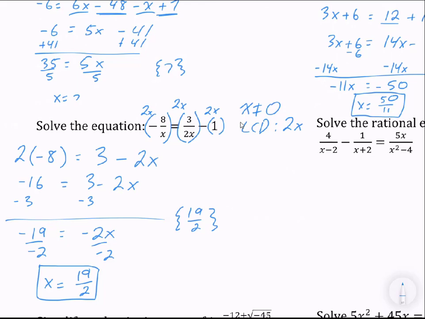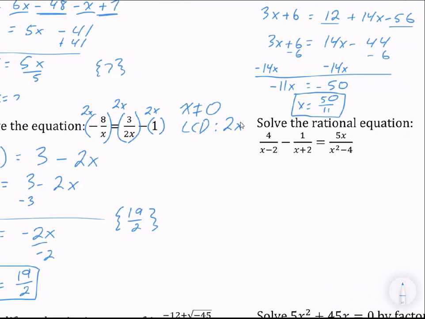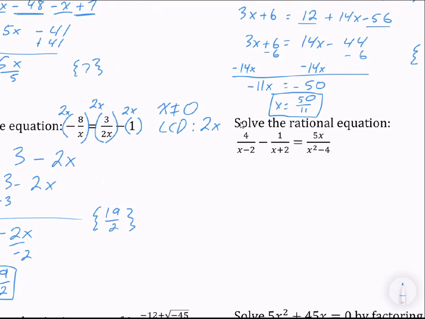Okay. All right, we have one more of these rational equations. And this is actually from 1.6, this next one. So what we did yesterday: solve the rational equation 4 over x minus 2 minus 1 over x plus 2 equals 5x over x squared minus 4.